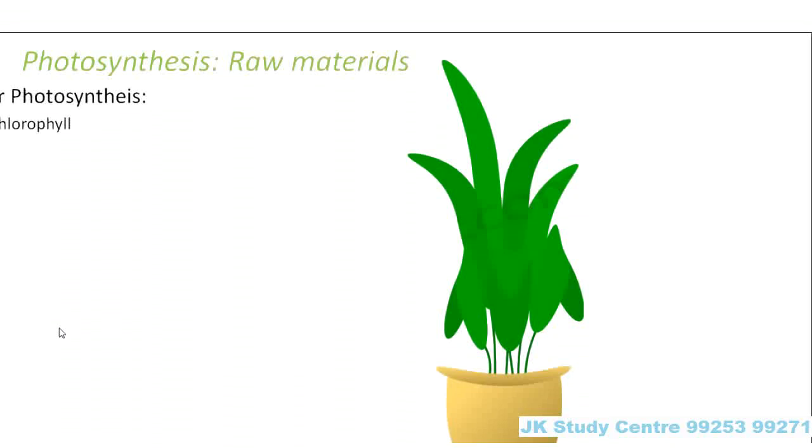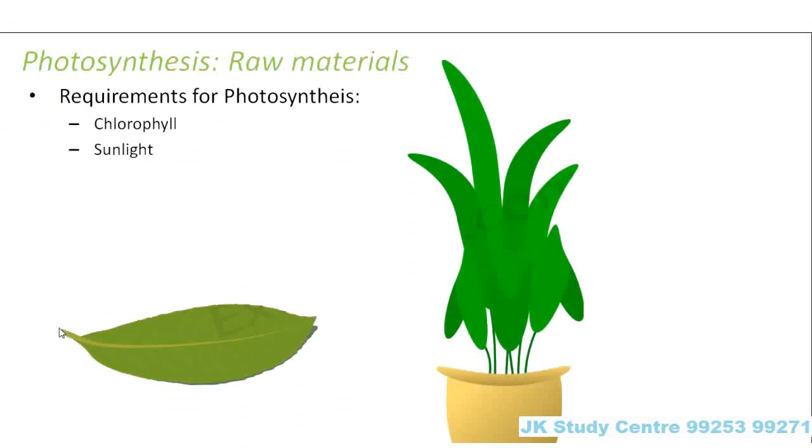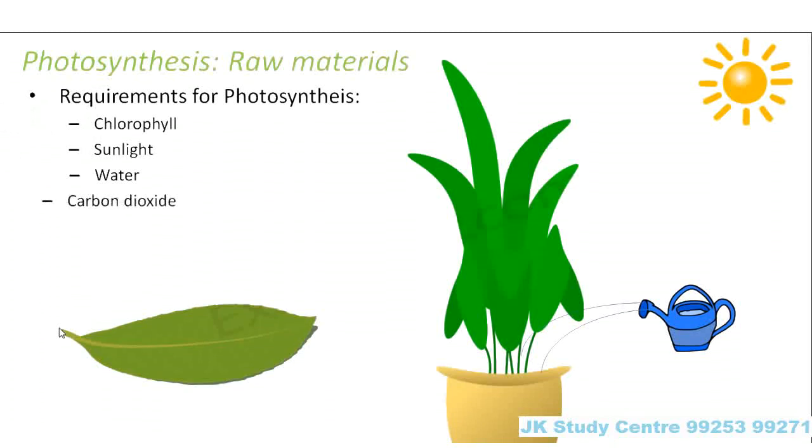So what are the raw materials? The requirements for photosynthesis are chlorophyll, sunlight, water, and carbon dioxide. So let us now talk about stomata. What are stomata? These are the tiny pores present on the surface of leaves. When I spoke about chlorophyll, where is chlorophyll present? When we look at the cross section of the thickness of a leaf, we find the cell organelles called chloroplast. Inside that chloroplast is present chlorophyll.